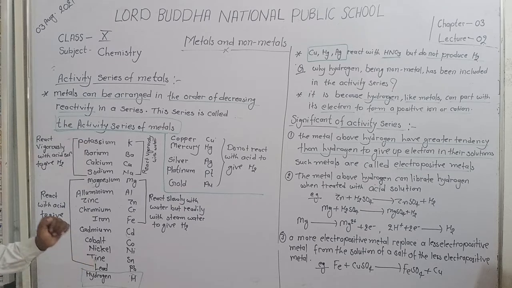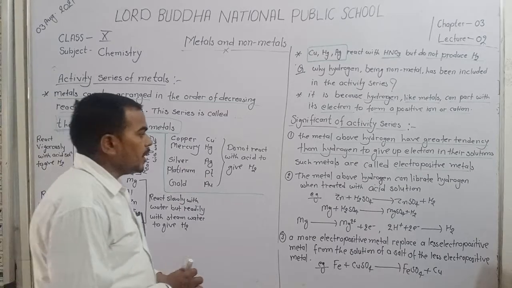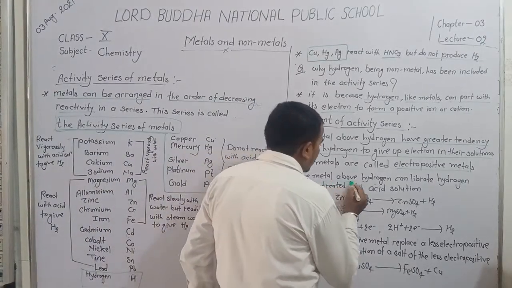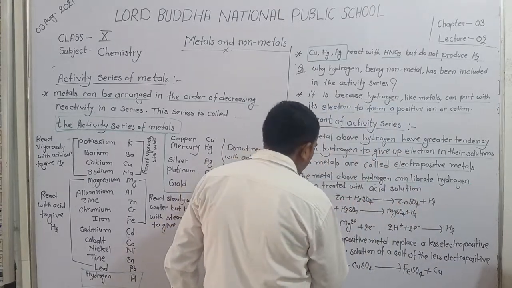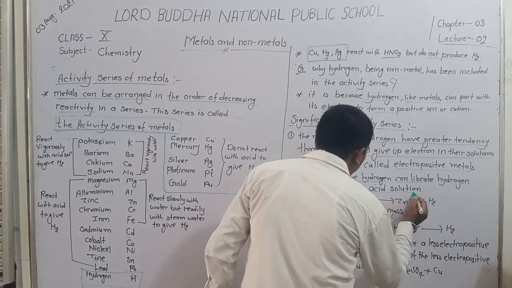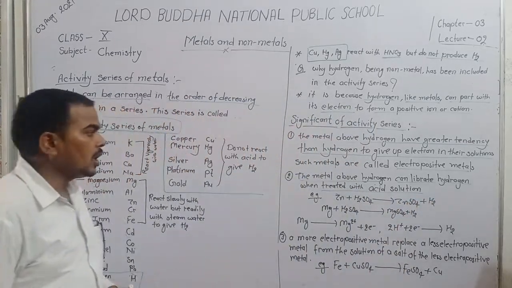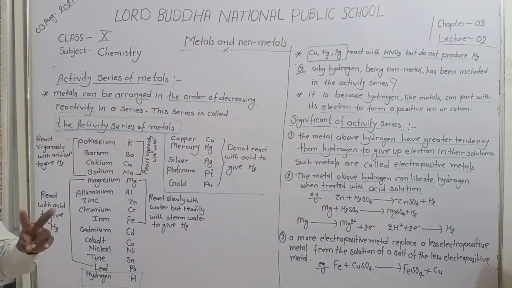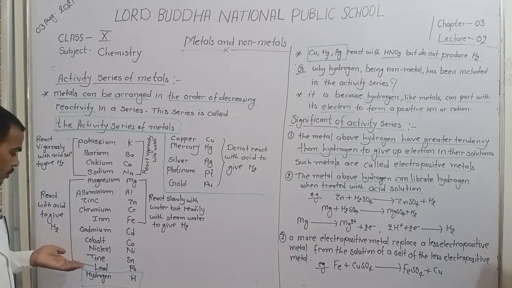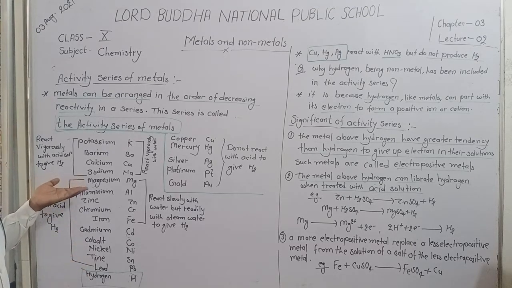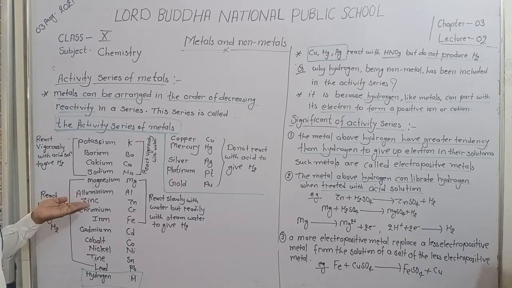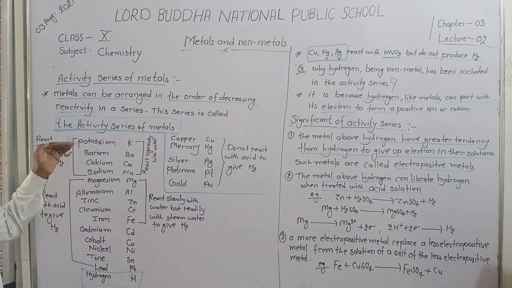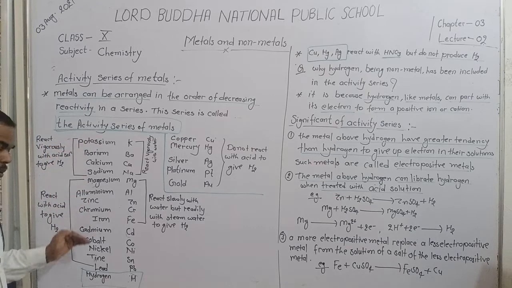Now, metals above hydrogen can liberate hydrogen gas when treated with an acidic solution. Also remember two points for the metals placed above hydrogen. First, the metals placed above hydrogen are electropositive metals, and their electropositivity decreases down the group.